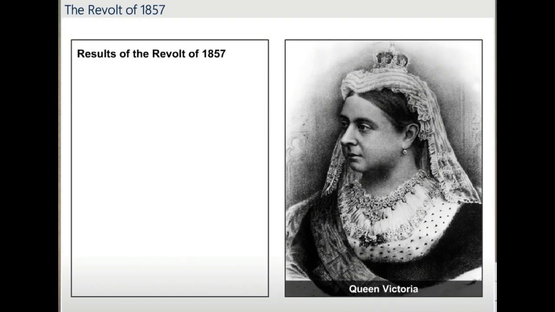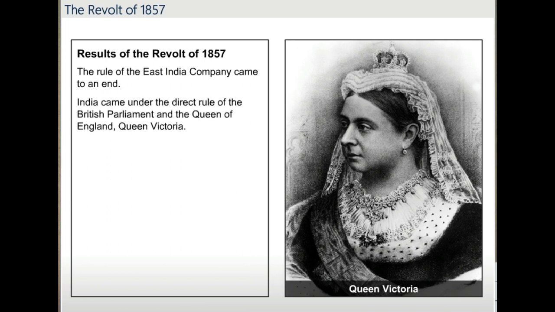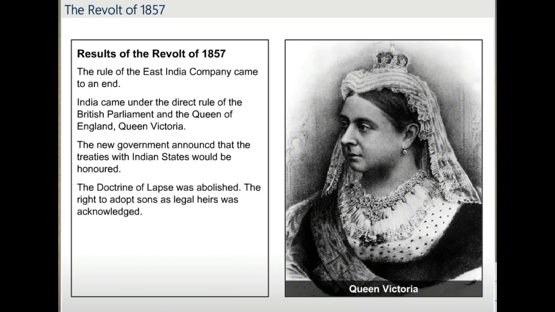Results of the revolt of 1857. The rule of the East India Company came to an end. India came under the direct rule of the British Parliament and the Queen of England, Queen Victoria. The new government announced that the treaties with Indian states would be honoured. The doctrine of lapse was abolished. The right to adopt sons as legal heirs was acknowledged.